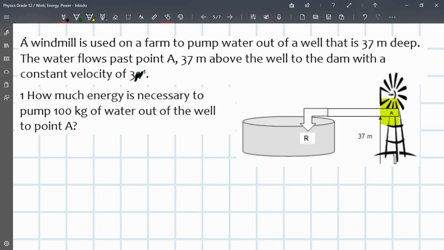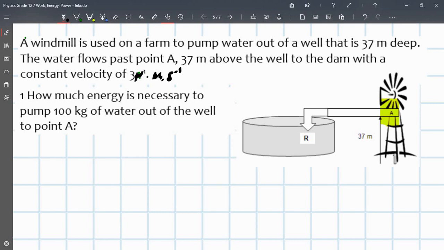Let's make this in black. It should be 3 meters per second. Right. The first question asks you, how much energy is necessary to pump 100 kg of water out of the well to point A? So, let's just calculate.